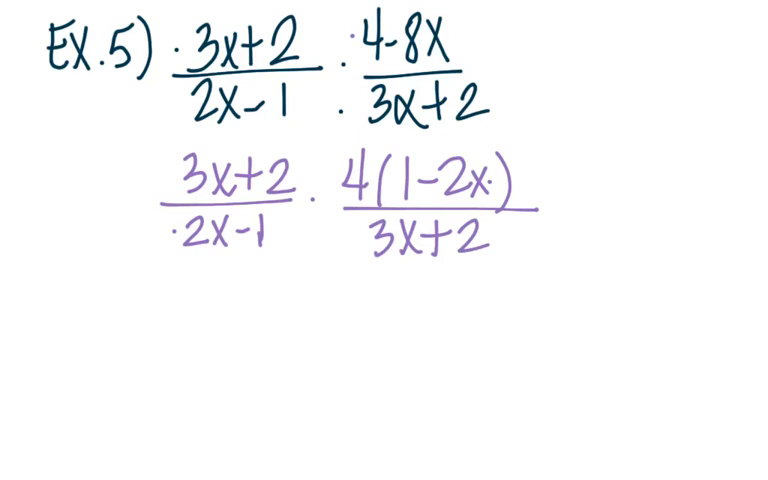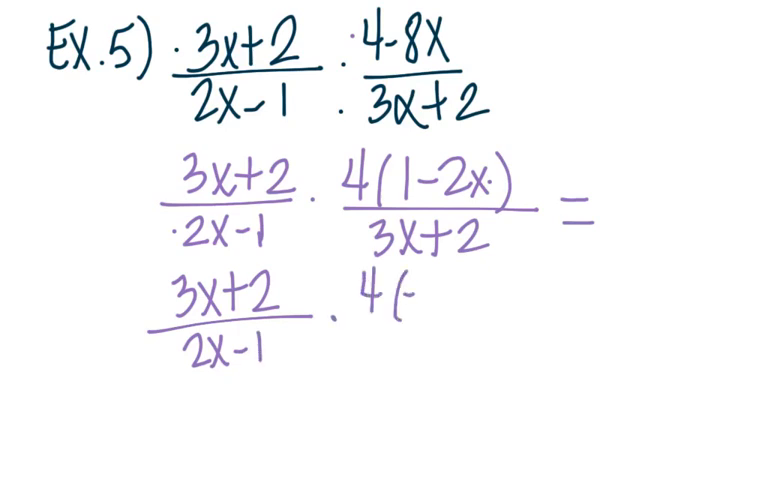But what we can do is factor out that negative 1 to make it work to where we can cancel. So what I'm talking about is, let me rewrite this: 3x plus 2 over 2x minus 1 times 4 times negative 1 times 2x minus 1 over 3x plus 2.